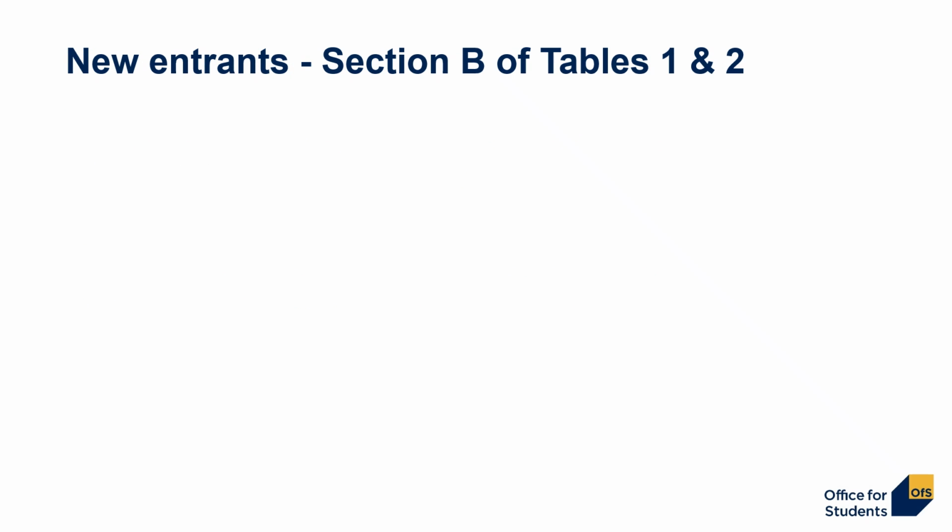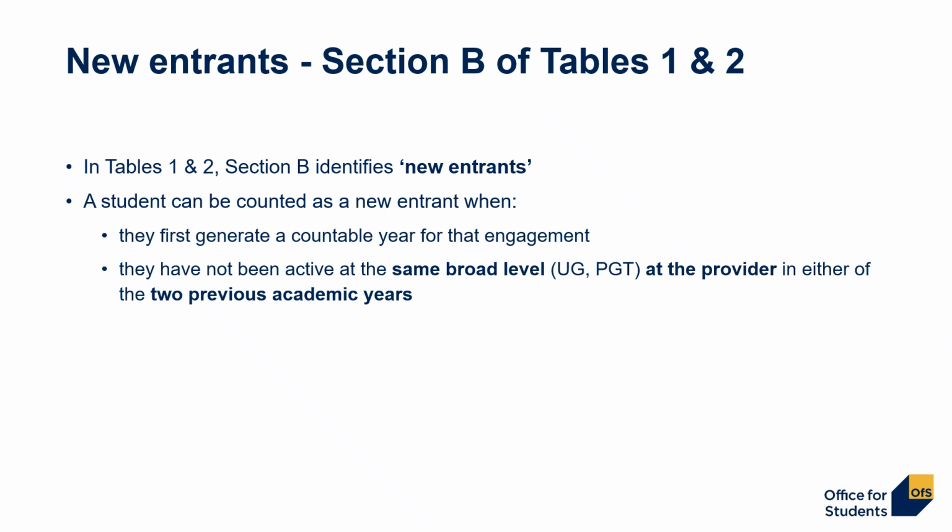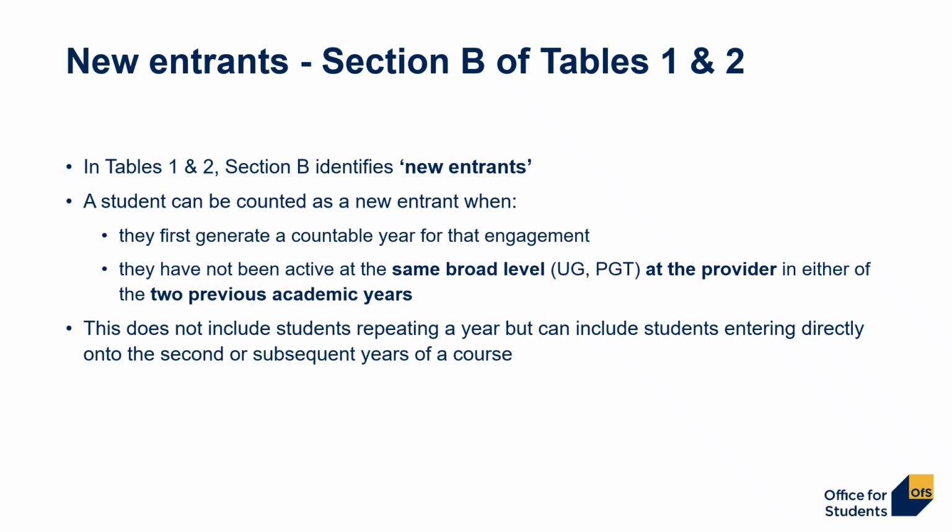We use section B on tables 1 and 2 to categorise some students as new entrants. A student can be counted as a new entrant when they first generate a countable year for that engagement, and they have not been active at the same broad level, which is to say at undergraduate or postgraduate taught level, at the provider in either of the 2 previous academic years. This does not include students repeating a year, but can include students entering directly onto the second or subsequent years of a course. Full details are in the HESIS guidance. See Annex C1 for further education colleges and C2 for other providers.